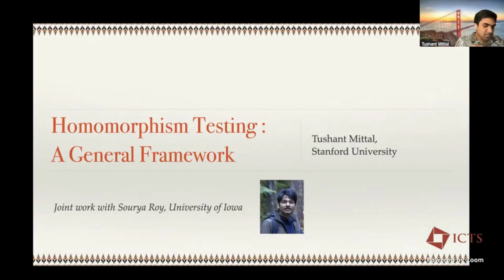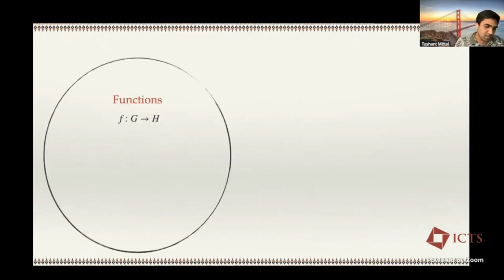So I'll be talking about this problem of testing homomorphisms and try to give a general recipe to cook up such tests between an arbitrary pair of finite groups. And this is an upcoming joint work with Sawyer at the University of Iowa. Okay, so what's the setup?